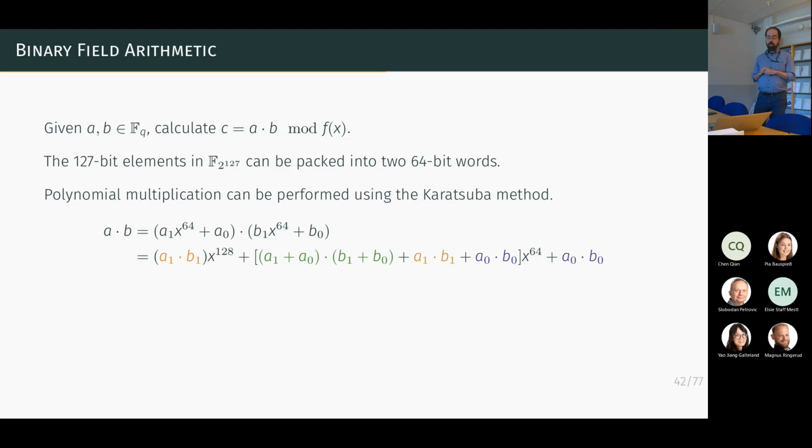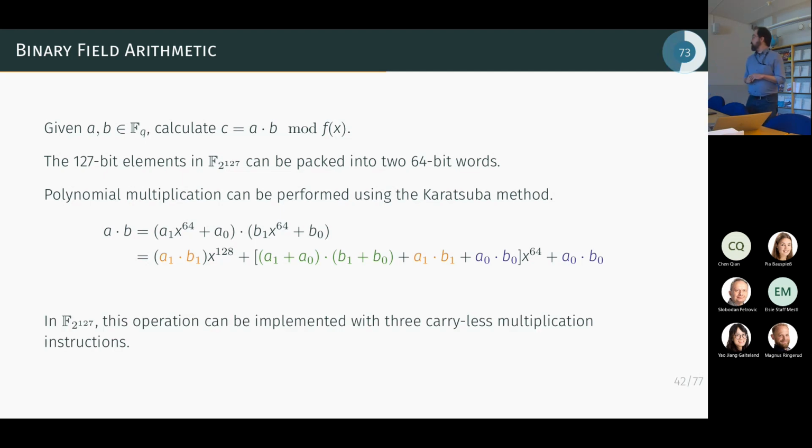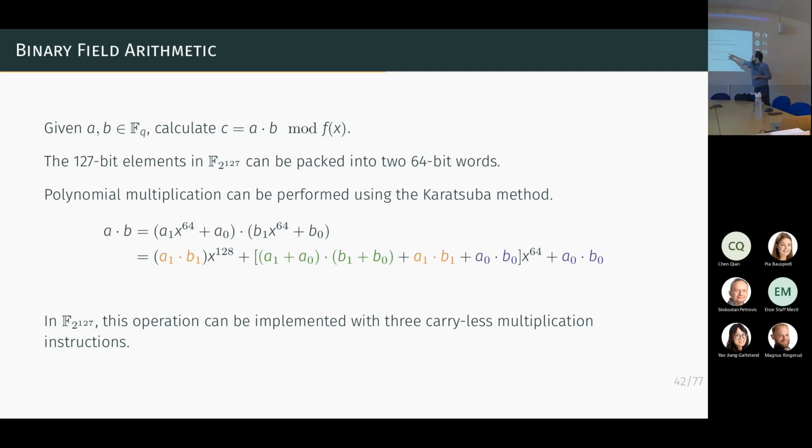How do we do this efficiently? Karatsuba, the divide and conquer strategy for multiplication. We write A and B in this way, right? A here is this combination of the two packed 64-bit values, and B is the same. If we distribute this naively, we have 4 multiplications to evaluate, right? 4 carryless multiplications between 64-bit values. But with Karatsuba, we can actually break this into 3, and you can see the 3 multiplications here: the blue one, the orange one, and the green one. So it's 3 multiplications plus some additions.